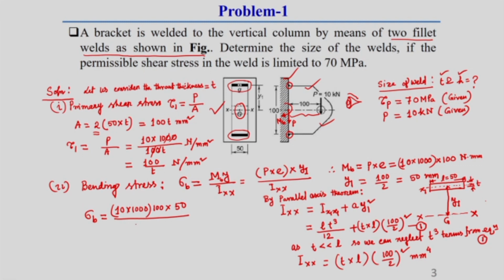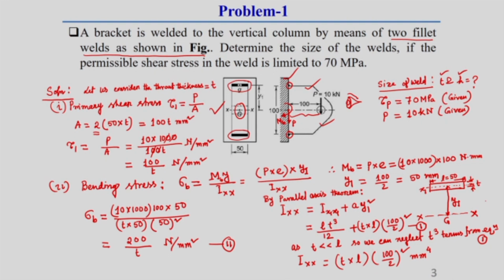So, Ixx equal to T into L, L is given as 50 and here this 100 by 2 is 50 square. So, this sigma b here we get as equal to 200 divided by T. What should be the unit of this? This is the unit of stress, so Newton per millimeter square. Let us consider this as equation number 2.